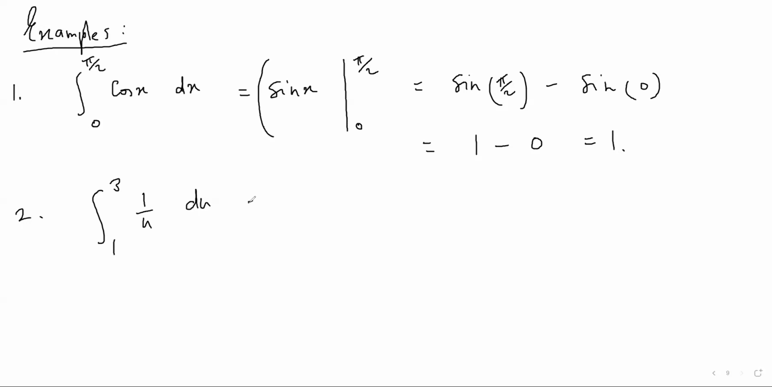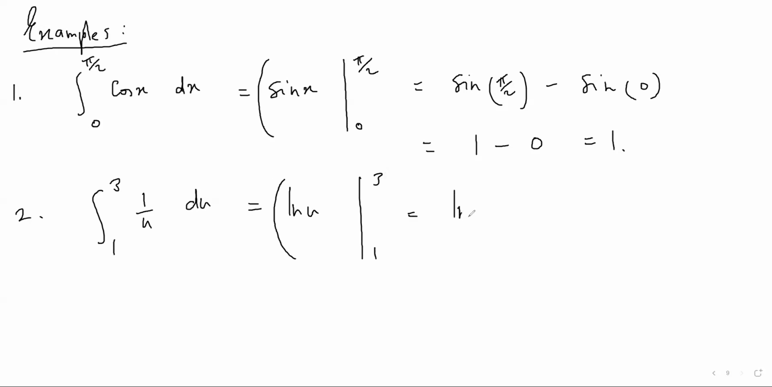What is this function that we differentiate to get 1 over u? The function that we differentiate to get 1 over u is ln u. If you differentiate ln u, it will give you 1 over u. So we're going to take this ln u and evaluate it from 1 to 3 to get our answer.